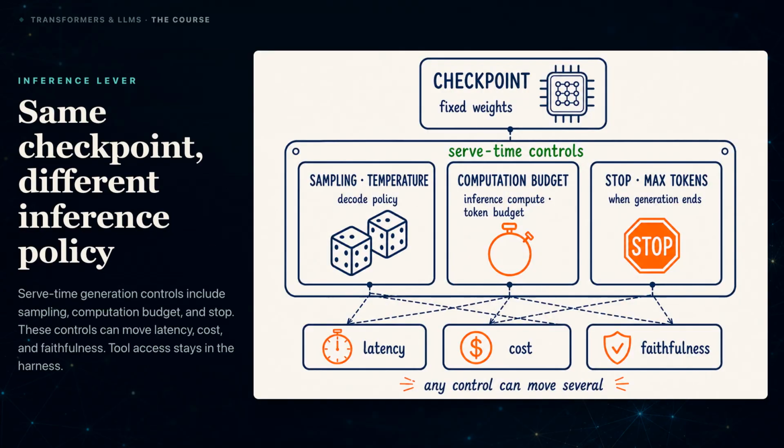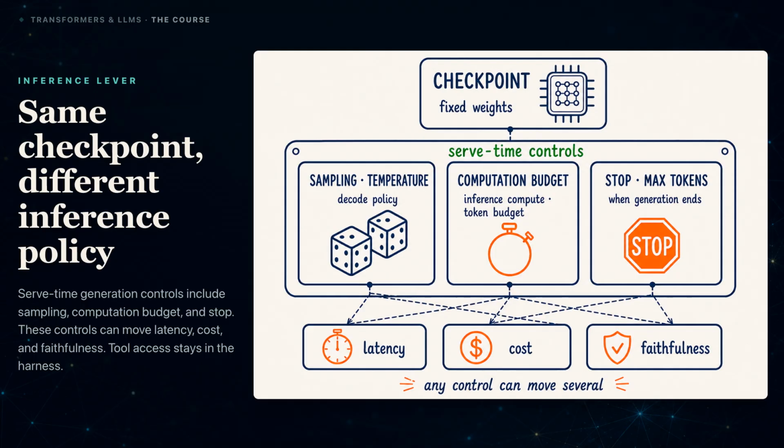Take one checkpoint and keep its weights fixed while changing only the settings used to serve it. Sampling and temperature change how the next token is selected, while a computation budget controls how much work happens before the answer returns. Stop settings and maximum tokens determine when generation ends. Together, these controls can change response time, cost, answer variation, and faithfulness, and one control can affect several results at once.